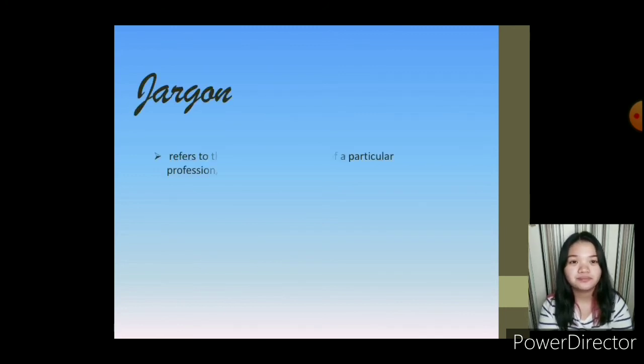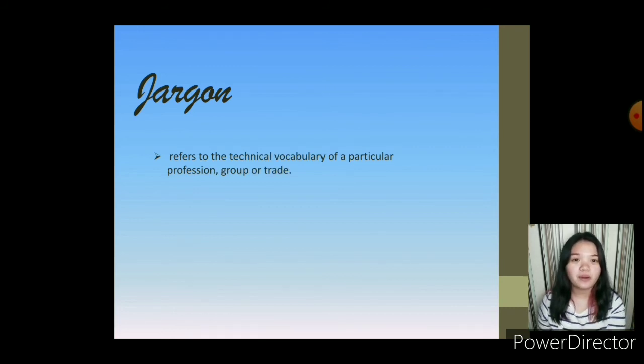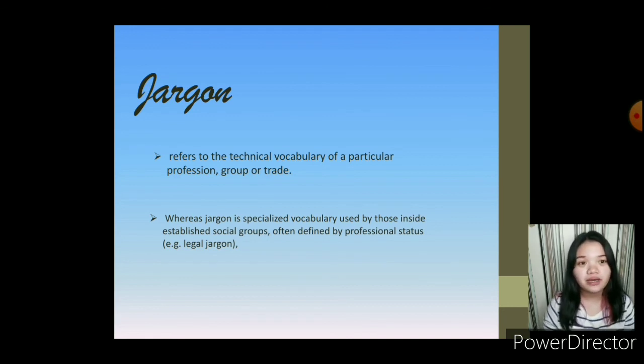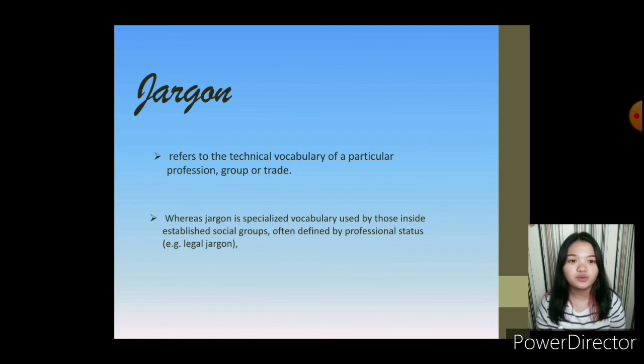Jargons refers to the technical vocabulary of a particular profession, group, or trade. Special words and phrases which are used by a particular group of people, especially in their work, can be formal and informal depending on the profession of the group. Jargon is specialized vocabulary used by those inside established social groups, often defined by professional status.